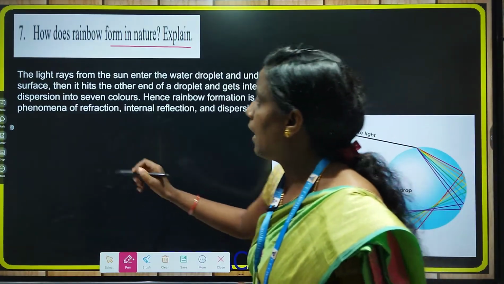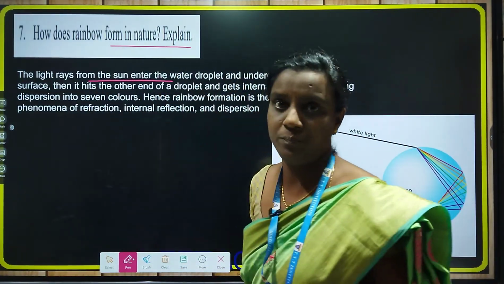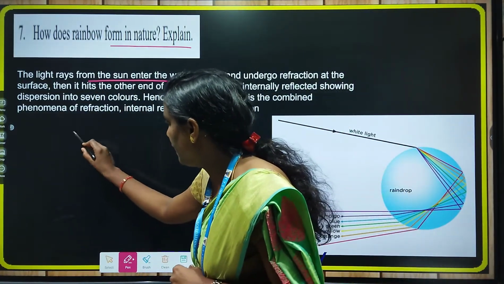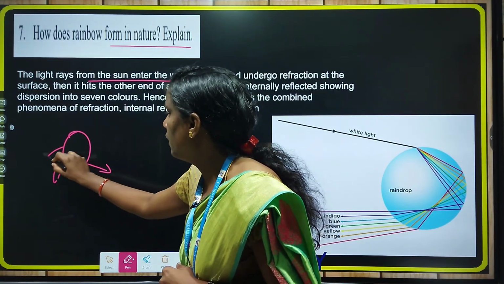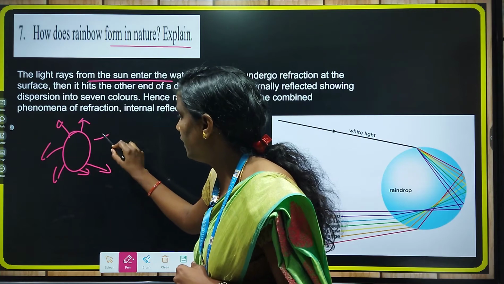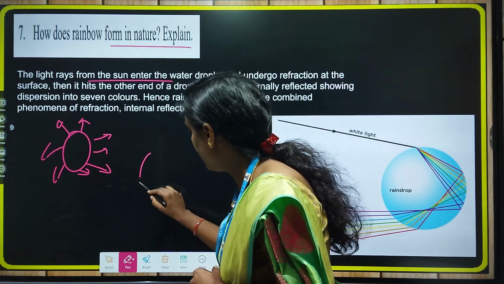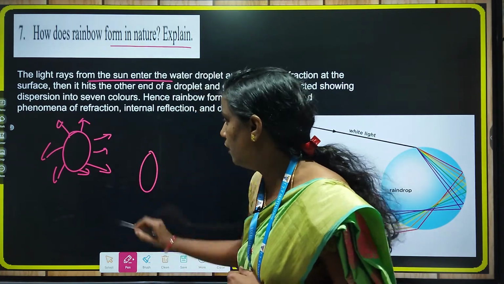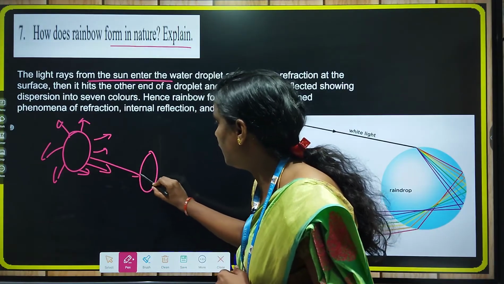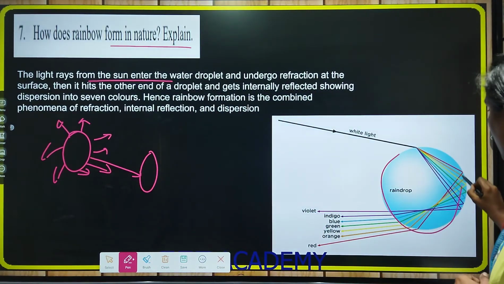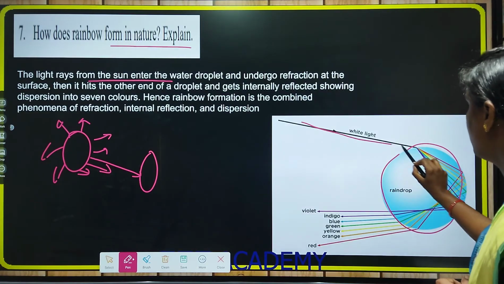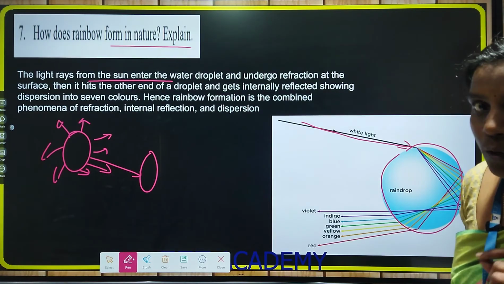So, a light ray from the sun is going to enter. Where is it entering? It is entering into the droplet of water. When a light ray enters into the droplet of water, see here, if this is the droplet of water, the white light that is coming from the sun will be in the form of white light.